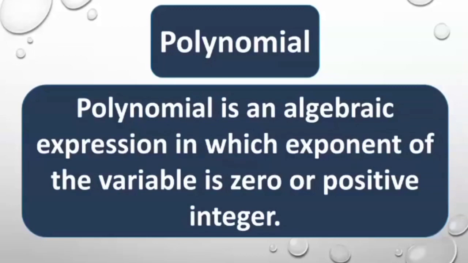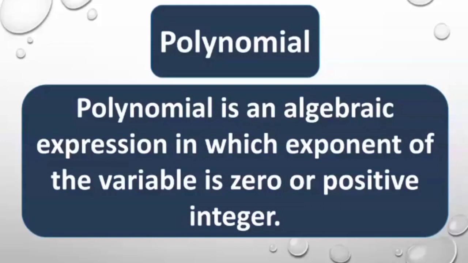What is a polynomial? You already have some background of polynomials and their types, as you have learnt about it in your previous class. So let's recall here again. A polynomial is an algebraic expression in which the exponent of the variable is 0 or a positive integer. It means the exponent or power of the variable is always 0 or a positive integer, but it must not be a negative integer.